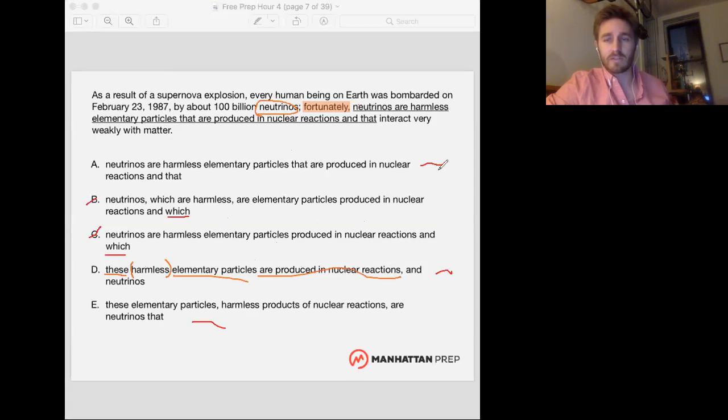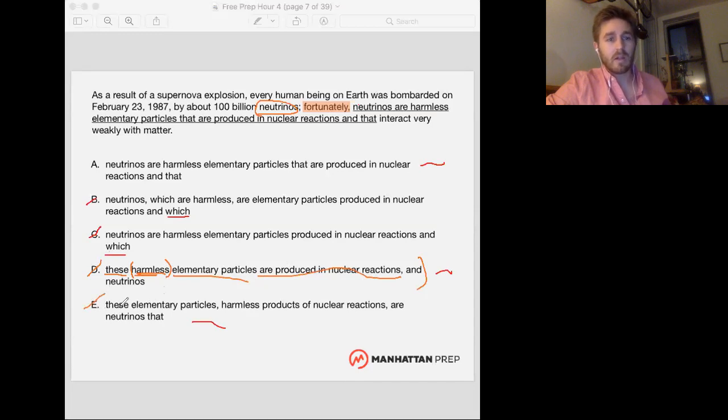It's a subtle structure change, but it changes how a computer reads this sentence. If a computer reads D, it thinks, oh good, it must be good that particles are produced in nuclear reactions. That must be the fortunate part. But that's not what I want to be the fortunate part. The fortunate part is that it's harmless. And this description, harmless, doesn't get the meaning across.